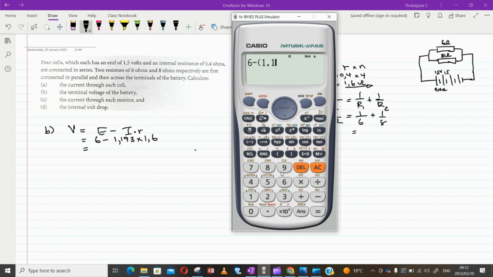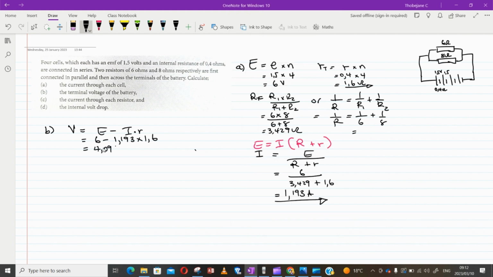6 minus 1.193 multiplied by 1.6. This gives us what? 4.091 volts. Look at this. Look at the difference of 4 and 6. Can you see that?